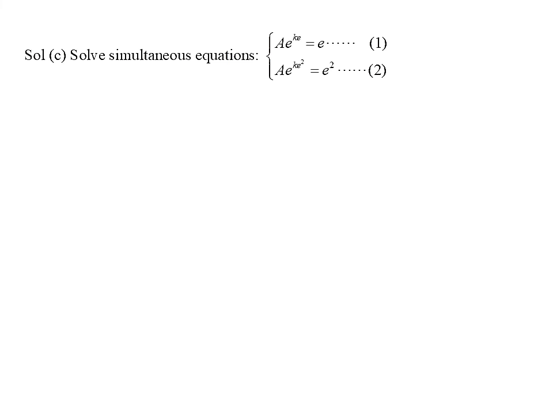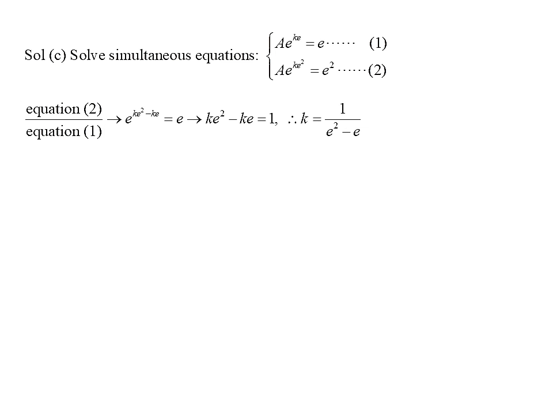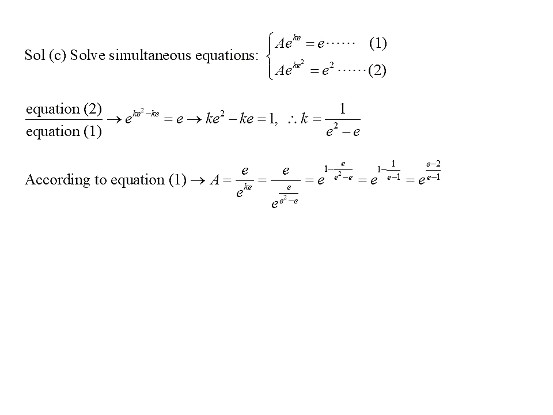For question 4c, we establish two simultaneous equations based on the given coordinates of the 2 points, and then name them equation 1 and equation 2. We proceed to divide equation 2 by equation 1 on both sides, and then work out the constant k, which is equal to 1 over the quantity e squared minus e. Accordingly, a equals e to the power of the quantity e minus 2, over the quantity e minus 1.